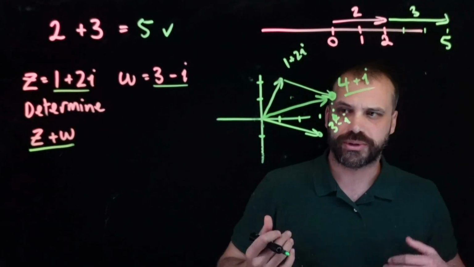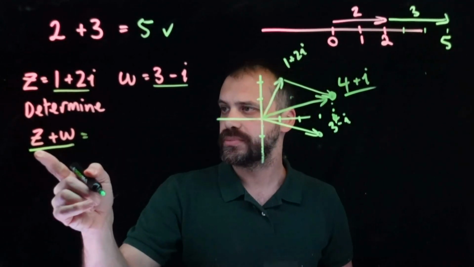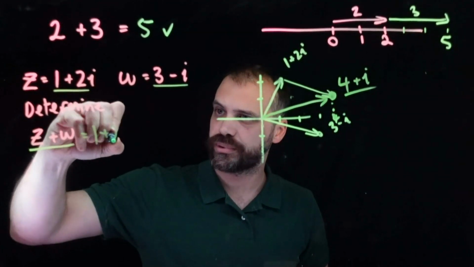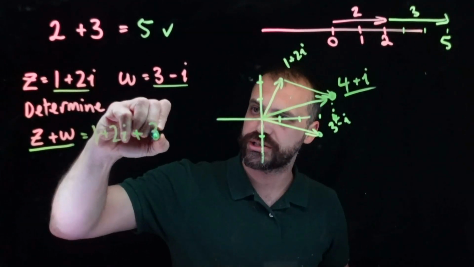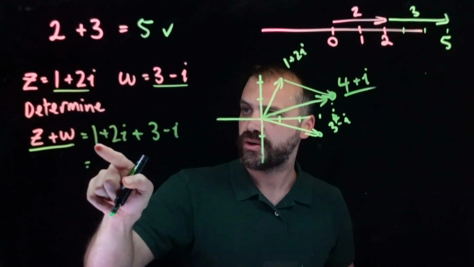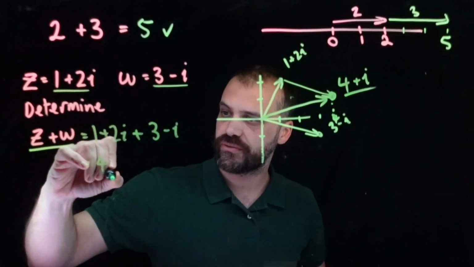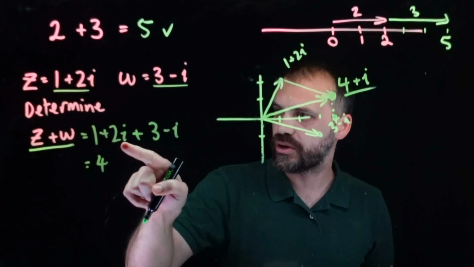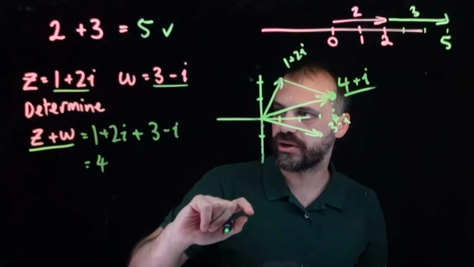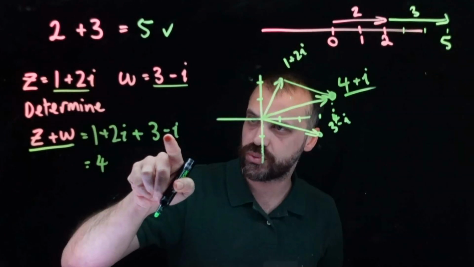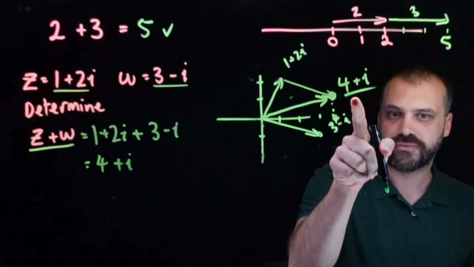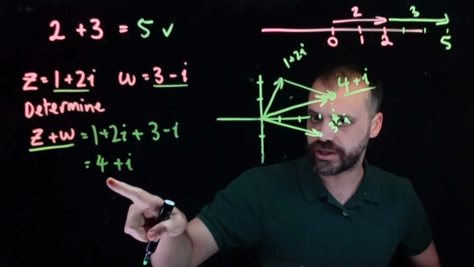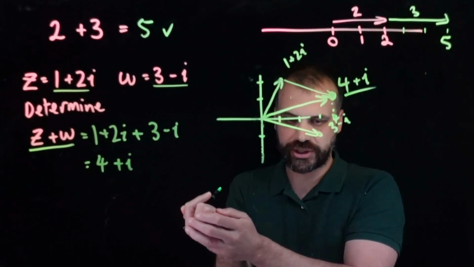Algebraically, how do we deal with it? Very, very simple. z is equal to 1 plus 2i, and then we're adding 3 minus i. 1 plus 3 makes 4. 2i minus i. 2 minus 1 is 1. 1i. 4 plus i. This is our algebraic calculation.